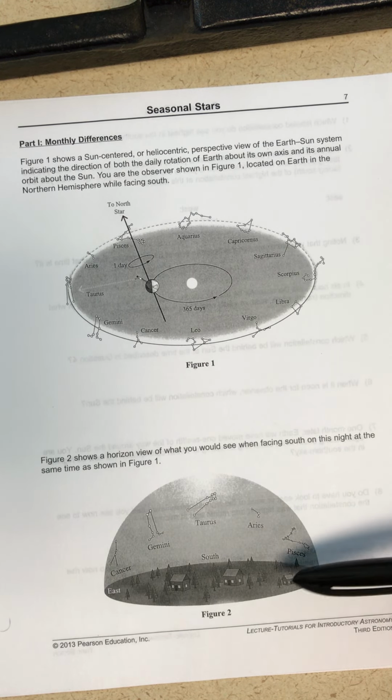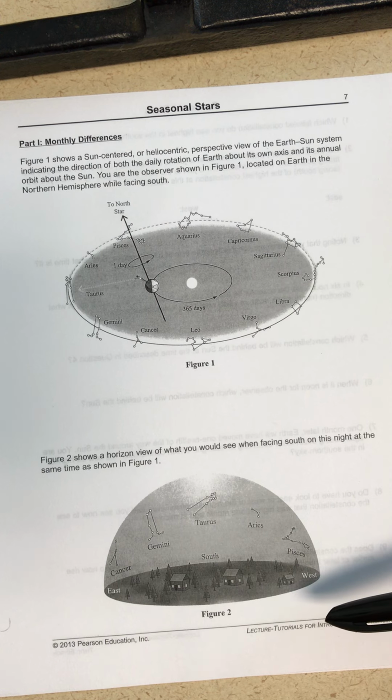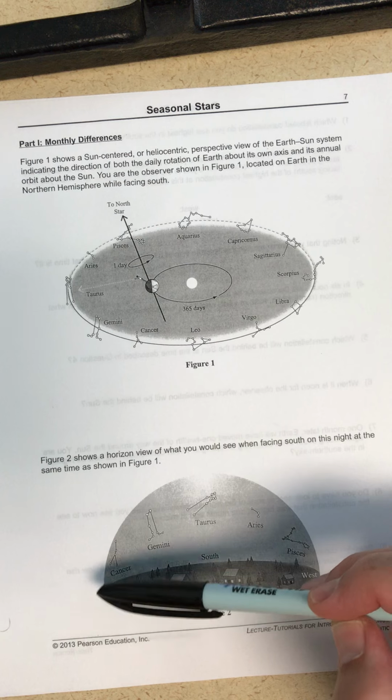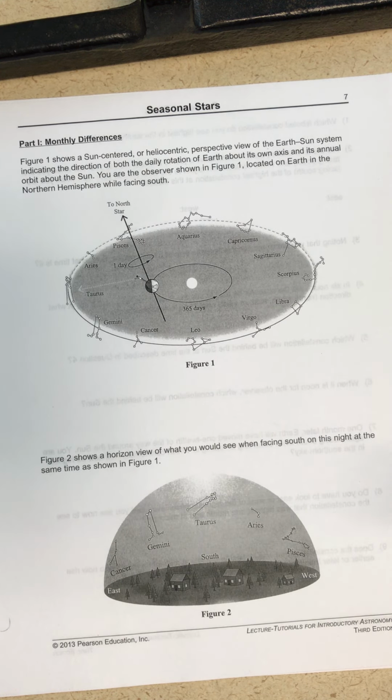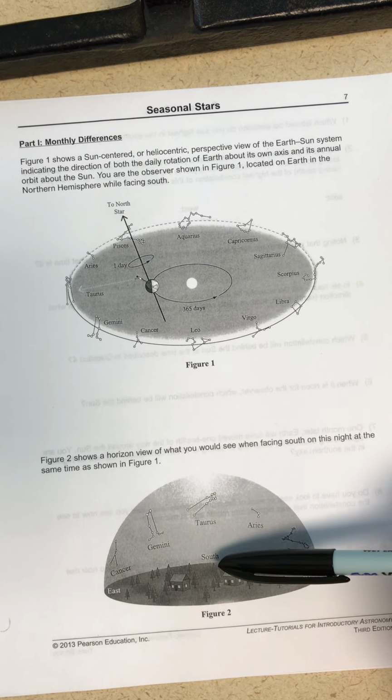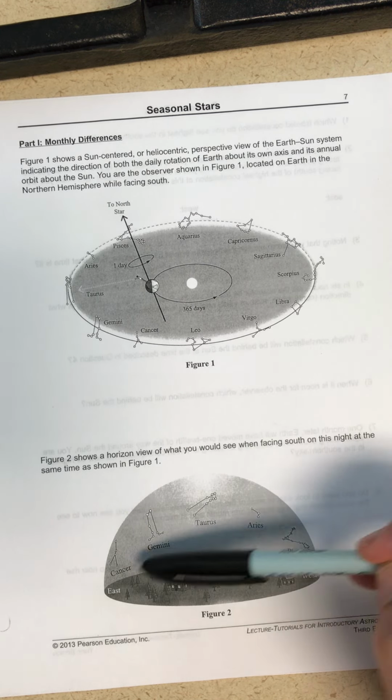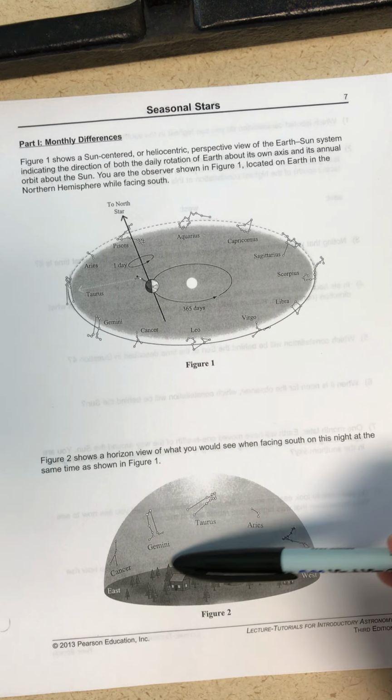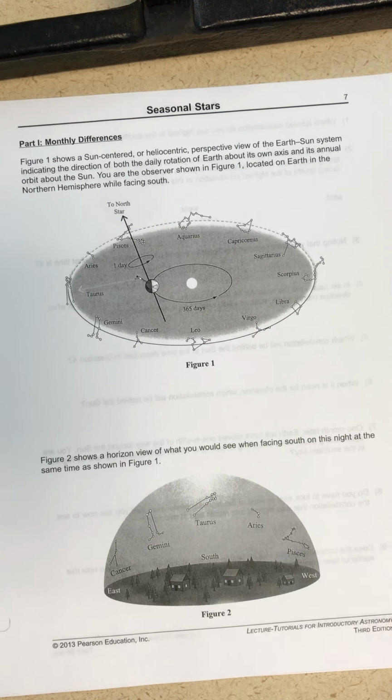Figure 2 shows a horizon view of what you would see when facing south on this night at the same time as shown in figure 1. So this is a way of representing half of the sky that you can see at this point in time. If you would turn around 180 degrees and face north, then you would get to see the other half of the sky. So you have a few questions to go through based on figure 1 and figure 2.